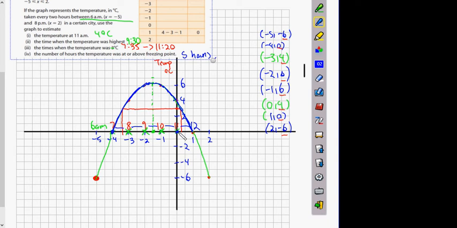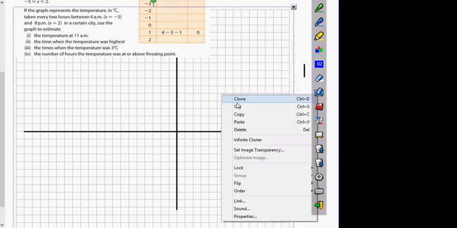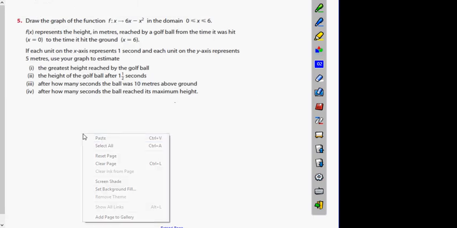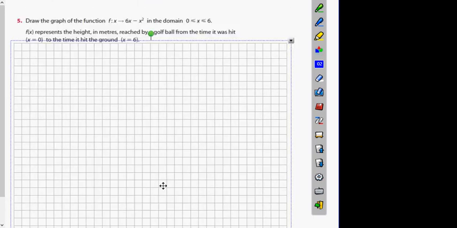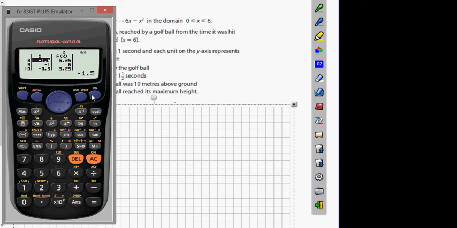Okay? Alright guys, now, moving on. We have question 5, okay? So, question 5. Draw the graph of the function. Will somebody put that into your calculator please and tell me what points we get out? Graph the function from 0 to 6. So you put in your function here.